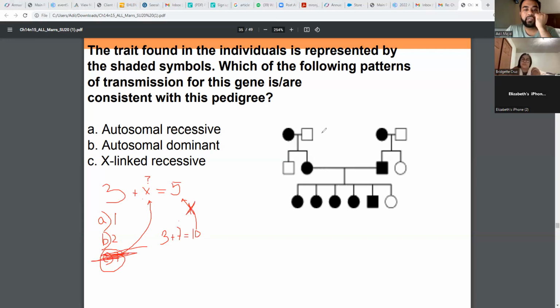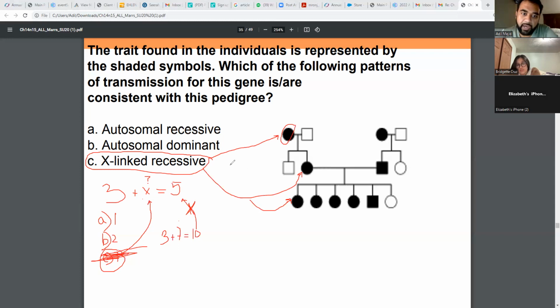Now I'm saying the same thing. Let's pretend and plug in X-linked recessive for everything that's showing up as the trait. If shaded means what again, Liz? That is showing the trait. So it's saying, can this be X-linked recessive? That means this would be X-linked recessive, this would be X-linked recessive, all these guys would be X-linked recessive.